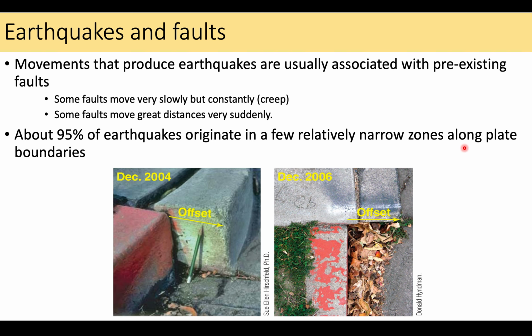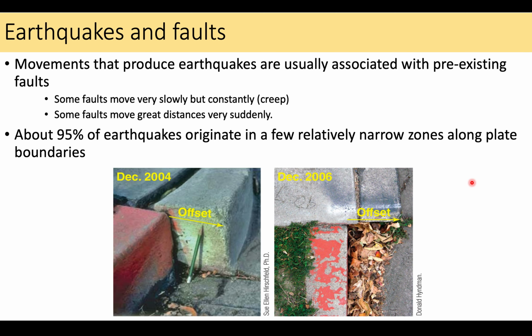Some faults move very, very slowly, so we call them creeping faults. Some faults move really big distances very suddenly. So sometimes there can be one really big change, one huge displacement, and then there's no motion for many years. Or there are the creeping faults, which are constantly creeping. So they're moving very, very slowly, but over time you can measure the offset.